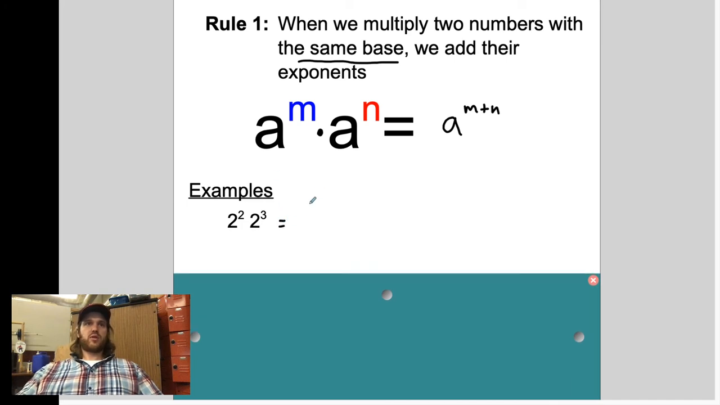2 to the 2nd times 2 to the 3rd, what is that? Well, these numbers have the same base. The base is 2 in the product. Hey, we can add their exponents. That's 2 to the 2 plus 3, which is 2 to the 5th. All right. So this is it in exponential form, which is great. 32 is the actual value.